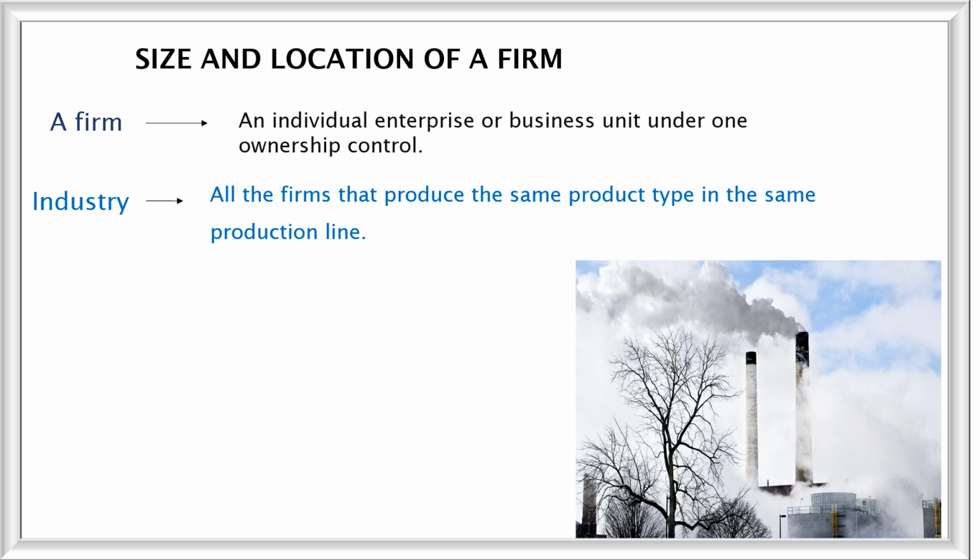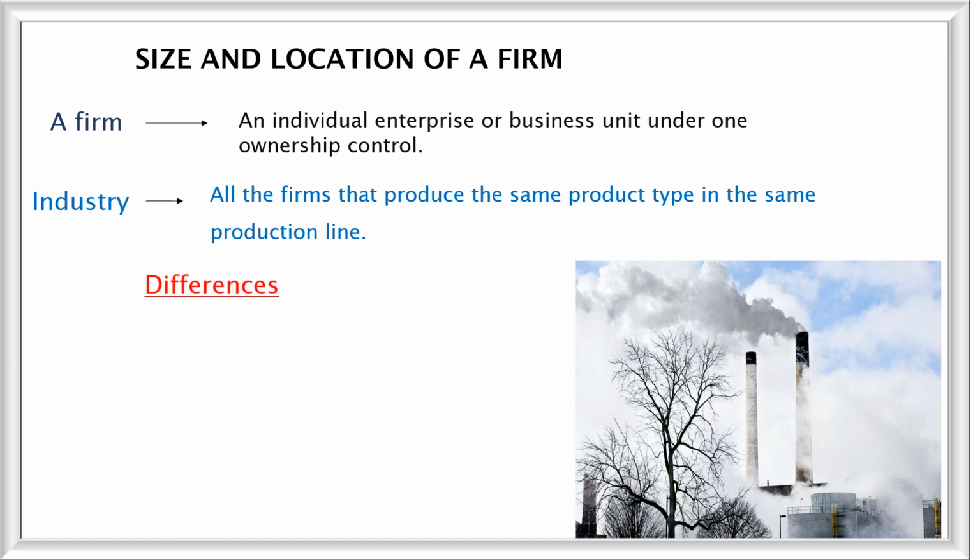An example is the milk industry, where there are a number of milk companies producing for the milk industry. And in some cases, there is only one single firm and it still makes the industry. For example, we're talking of the power companies, where you'll find it's only one company that makes up the industry of the power sector.